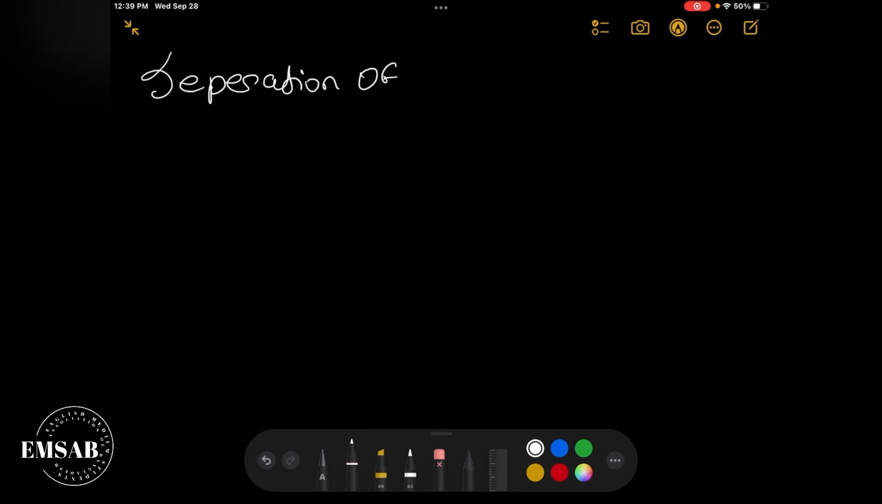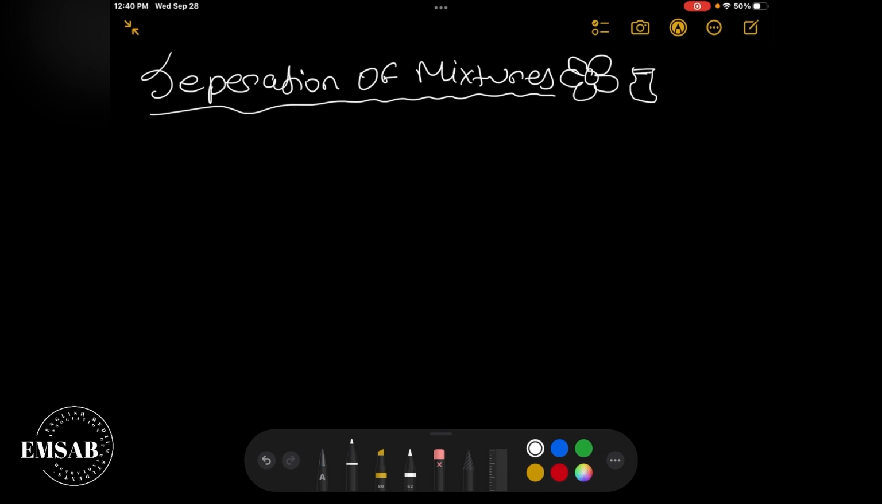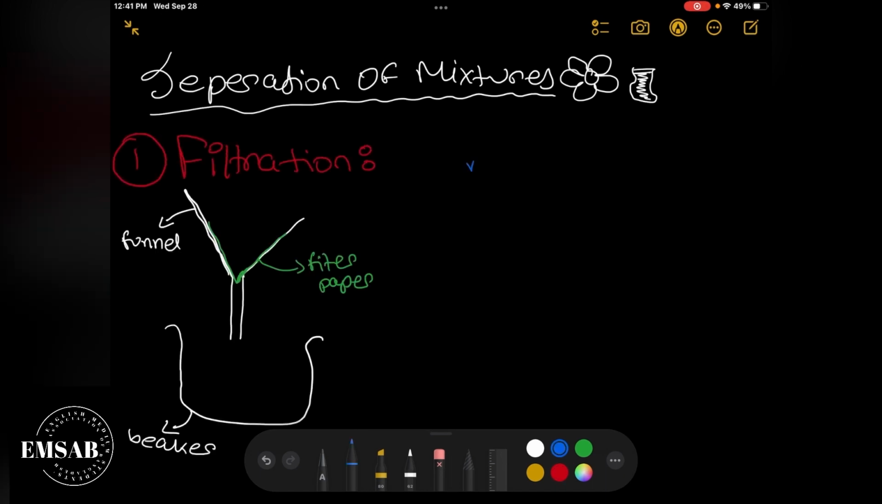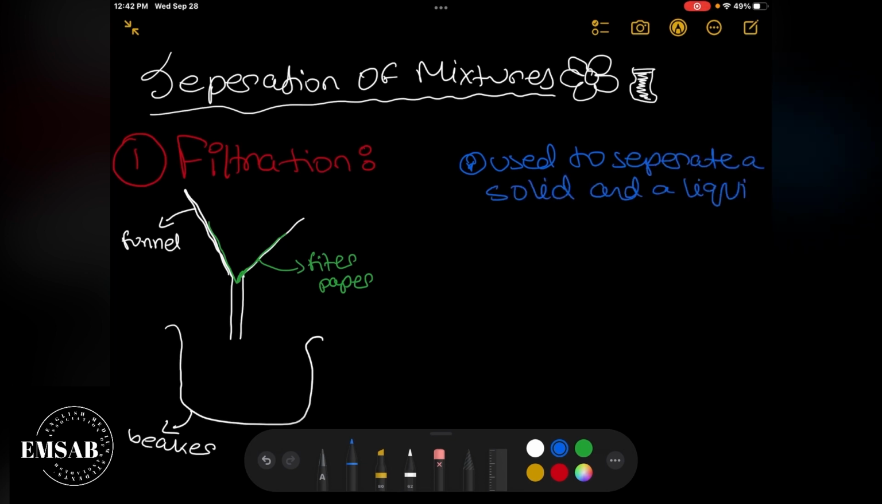Now coming to separation of mixtures. There are 6 methods in total, and they are used to separate various types of mixtures. First up, we will be having filtration. This method is used to separate a solid and a liquid.